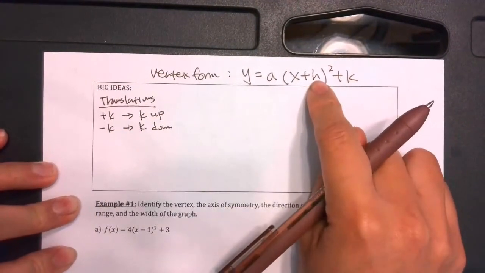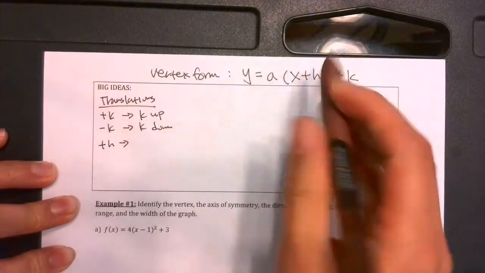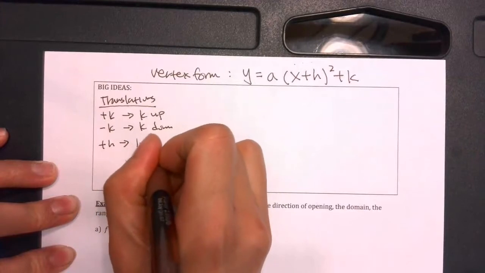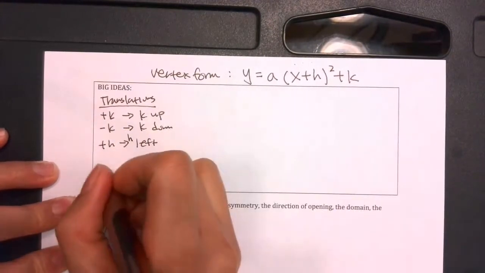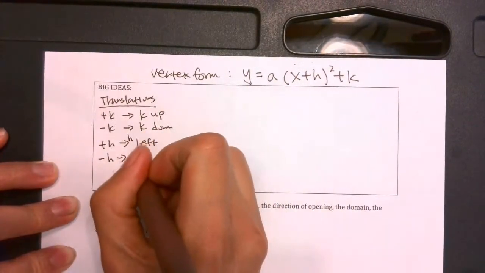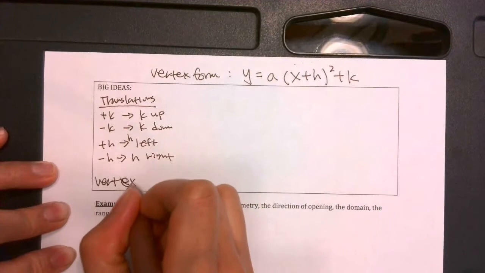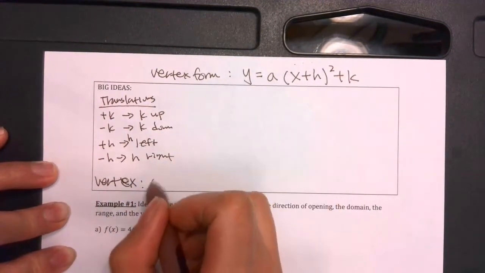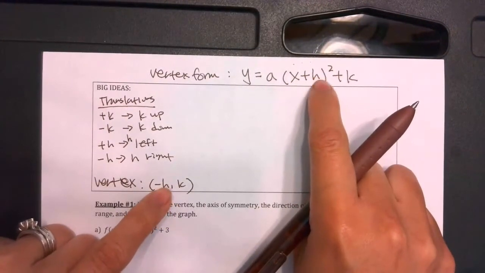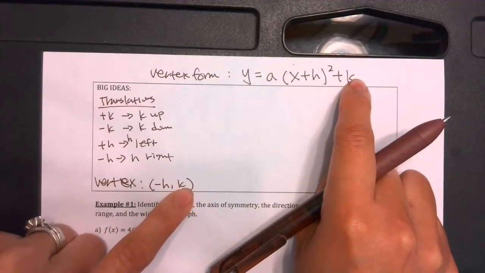All right, what about the h? H is the inside of the parentheses with the x, left and right. So if the h is positive, so for example, x plus 3 squared, that's what? Left. Well, h left. If h is minus, so for example, x minus 3, that's 3 right. So h right. Where is going to be your vertex? Well, I can't spell. Vertex is negative h comma k, where it's the opposite sign than whatever is over here, and then the y value is going to be same as the shifting up and down value k.